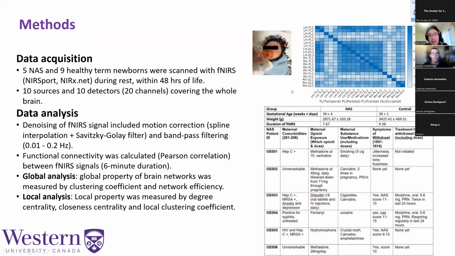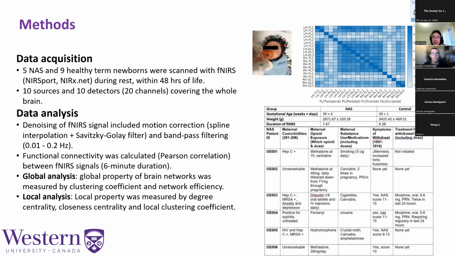Because NAS babies are a rare cohort for now, we have only 5 babies included in this study, and another 9 healthy babies as controls. The fNIRS scan is done within 48 hours of their lives during resting state, and we are using a NIRS system with 8 sources and 8 detectors covering the whole brain, which gives us 20 channels in total. We did relatively standard pre-processing, and after that we extracted a 6-minute scan from each subject and calculated the Pearson correlation coefficient to get the functional connectivity map.